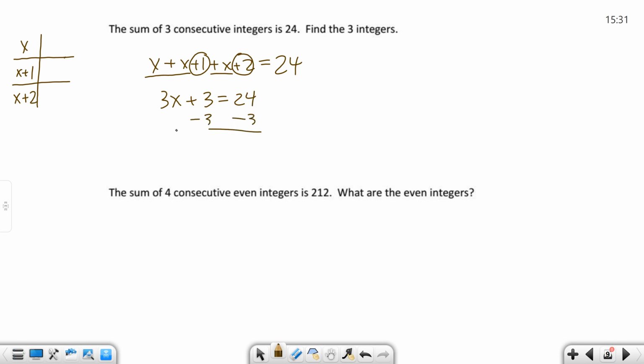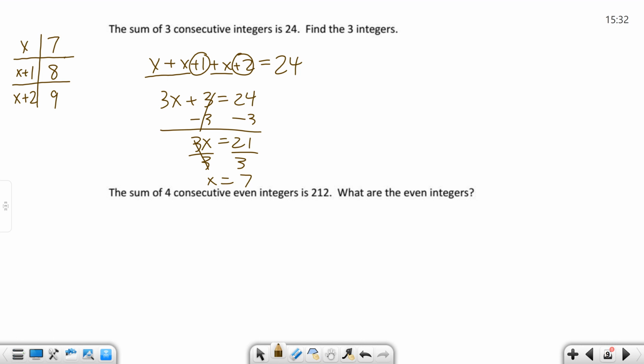We're going to subtract 3. We get 3x equals 21. Then we divide by 3 and we get what? 7. So x is 7. That's my first integer. What is x plus 1? 7 plus 1 is 8. What is 7 plus 2? 9. 7, 8, 9. That's 3 integers in a row.